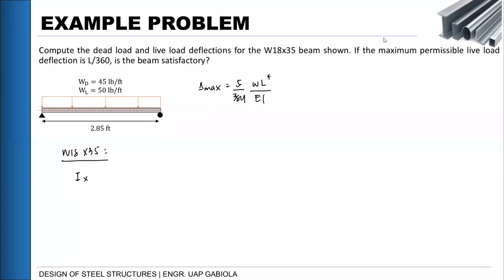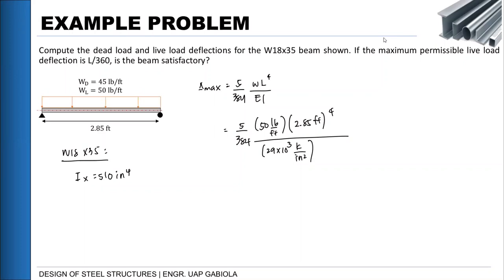Then Ix. So, Ix natin is this one, 510 inches to the fourth. Okay, so substituting the values, we have 5/384. W is 50 pound per foot. L is 2.85 feet to the fourth all over E is 29,000 kip per inches squared times inertia, that is 510 inch to the fourth.